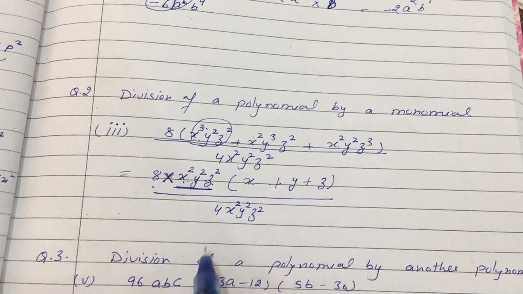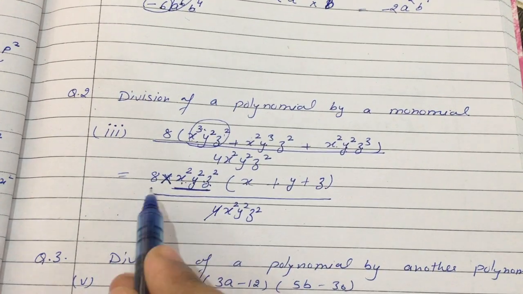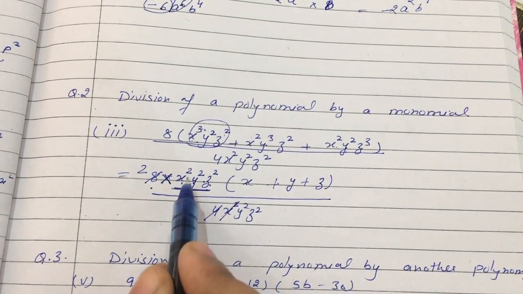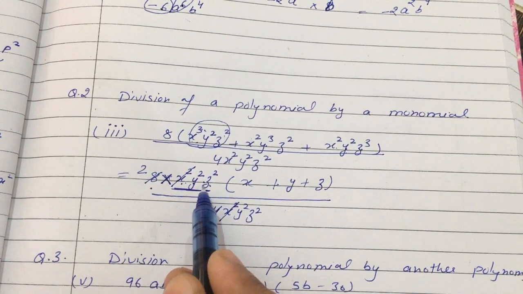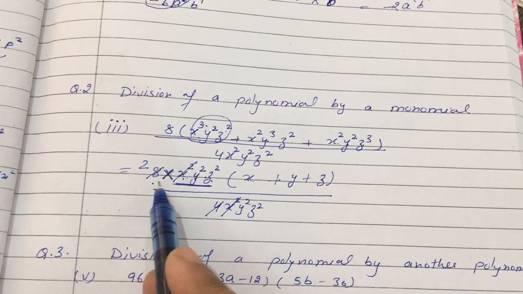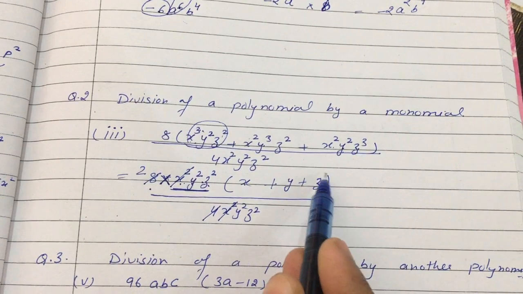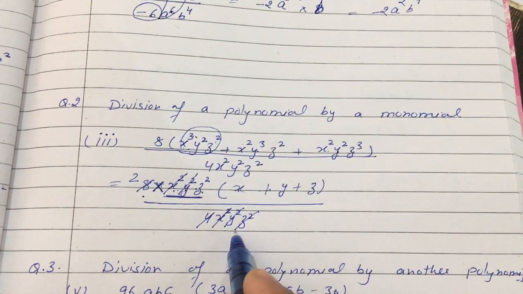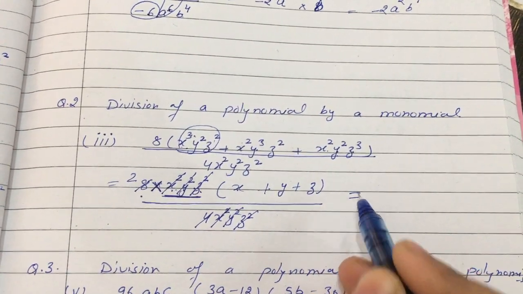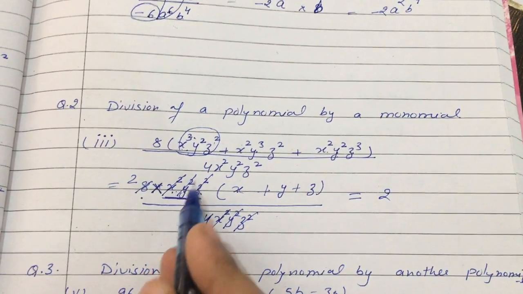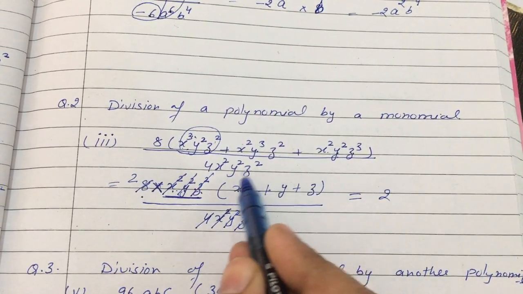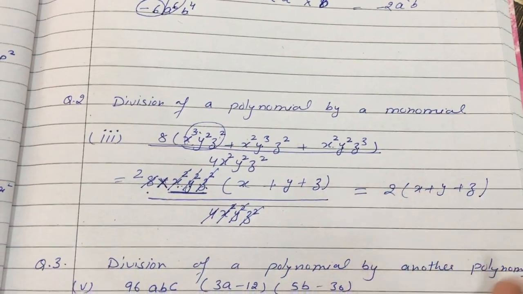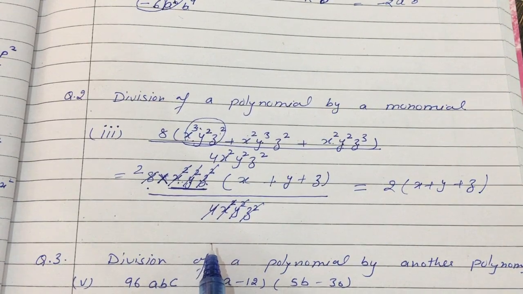Now after taking common, you can just divide numerical part by numerical, that gives you 2, x square with x square, because all these terms are in the form of multiplication, and this is multiplied with this polynomial. Now y square with y square, z square with z square. So what is left here? 2. These cancelled, so what are we left with? x plus y plus z. So in the same way you can do the rest part yourself.